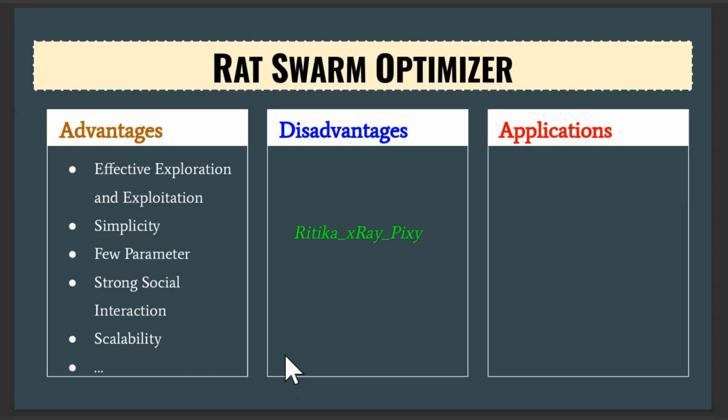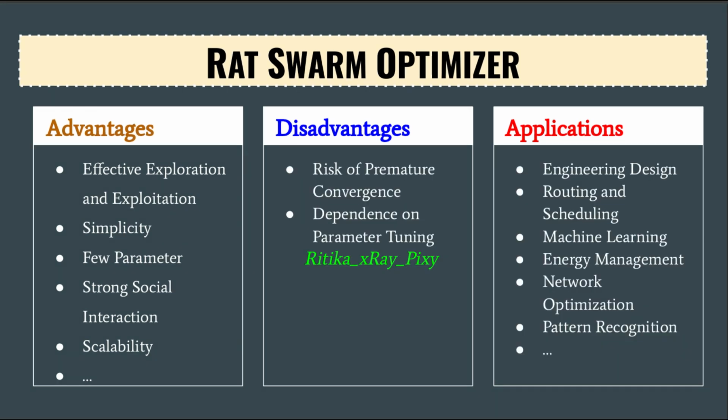So, algorithm advantages: we have strong exploration and exploitation phases. So we have an effective balance between exploration, meaning searching for new areas, and exploitation, meaning searching around the promising solution. By mimicking the chasing and fighting behavior of rats, this algorithm maintains a good balance between exploration and exploitation phases that helps the algorithm from getting stuck in local optima.